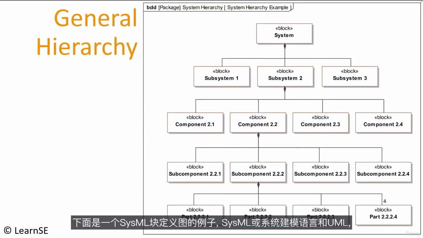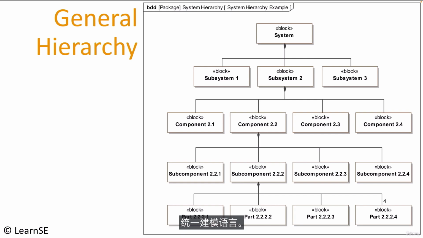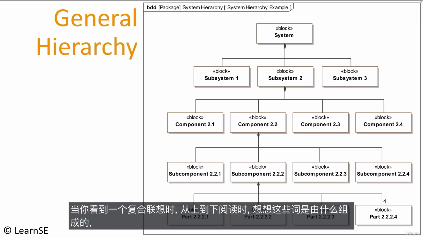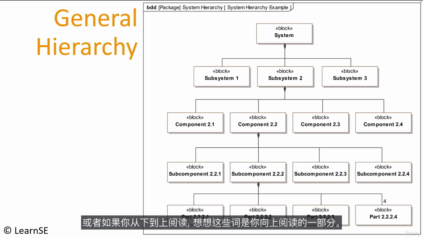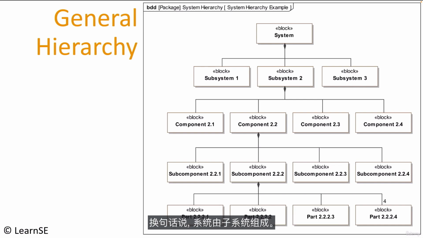Here's an example of a SysML block definition diagram. In SysML, or the System Modeling Language, and UML, the Unified Modeling Language, we show composite associations as a little black diamond at the higher order end. When you see a composite association, think of the words "is comprised of" as you read from the top to the bottom, or if you're reading from the bottom to the top, think of the words "is a part of" as you go upward. In other words, the system is composed of subsystems.